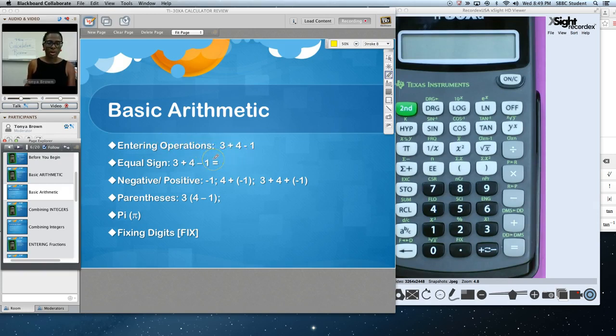3 plus 4 minus 1. Then I'm going to do 3 plus 4 minus 1 equals. And then I want to just play with the negative sign. So let's start with the 3 plus 4. I think we did that already. Let's go down to negative and positive.